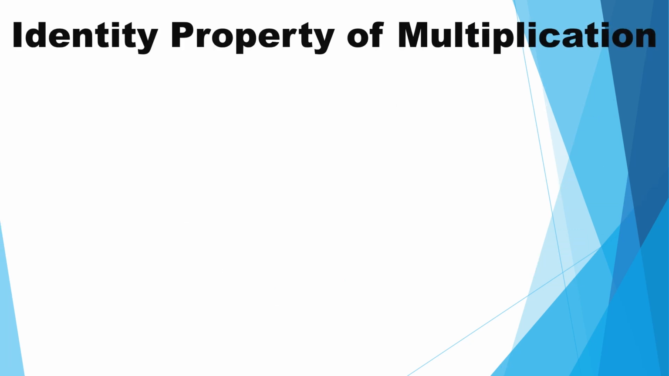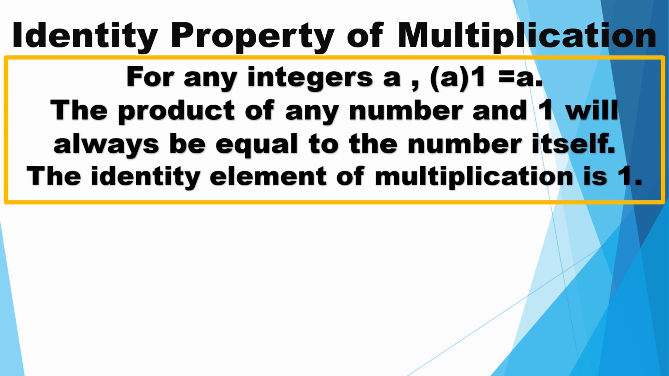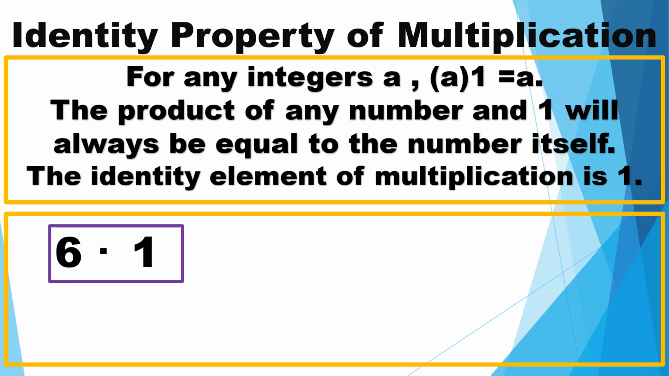Identity property of multiplication. For any integer a, a times 1 is equal to a. The product of any number and 1 will always be equal to the number itself. The identity element of multiplication is 1. Let us have an example.